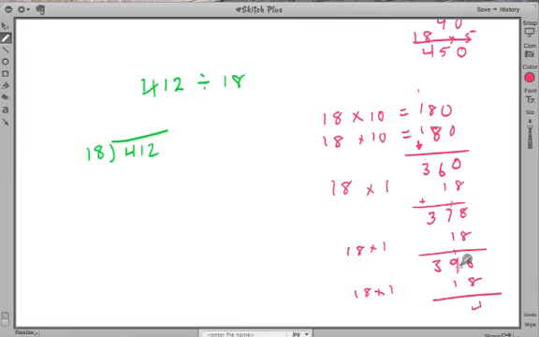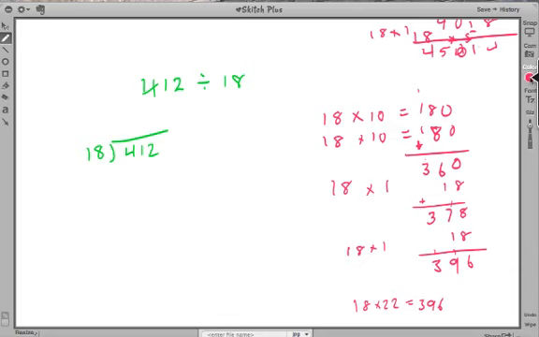That's 4. 9, 10, 11. 414, and we can only go up to 412. We've gone over. So again, we're going to have to get rid of this last group that we put in there. 396 is our best guess. And it's really okay to stop here. 10 plus 10 is 20. Plus 1 is 22. So 18 times 22 is 396. So 18 goes into 412 22 times.